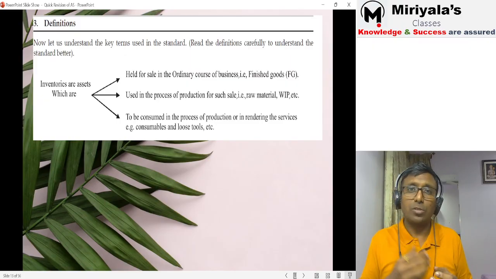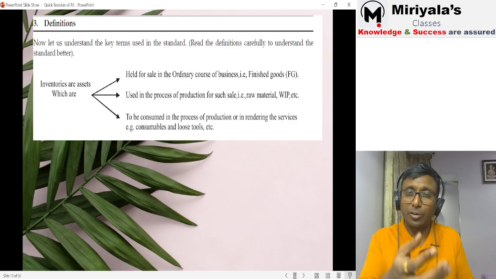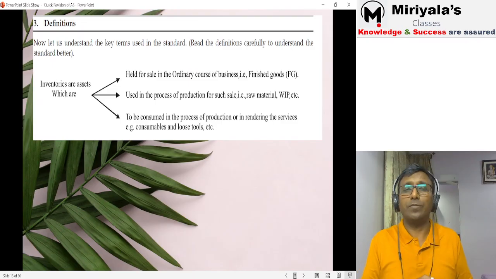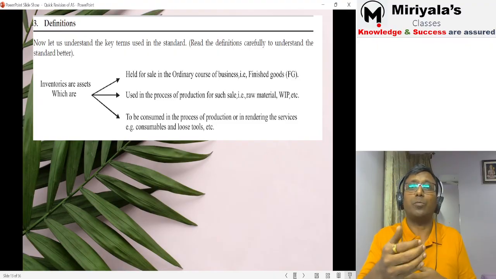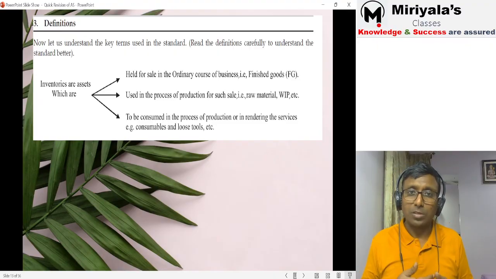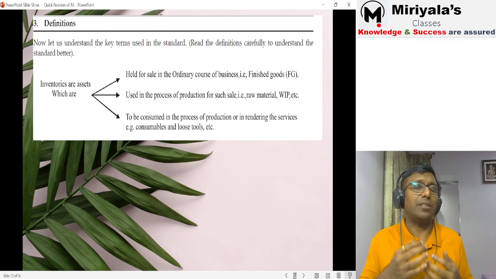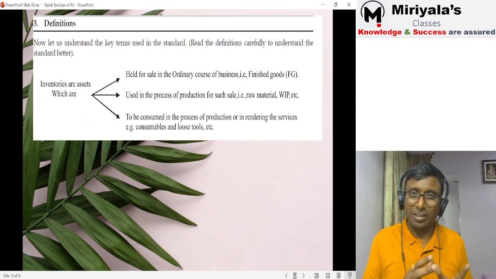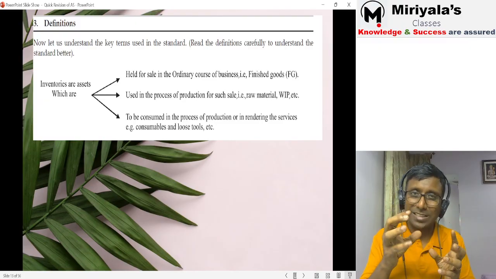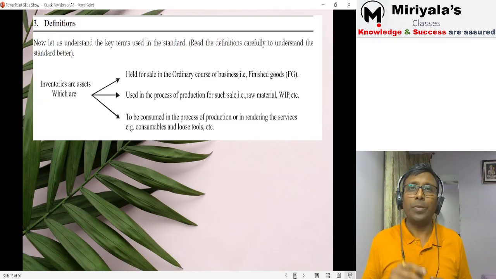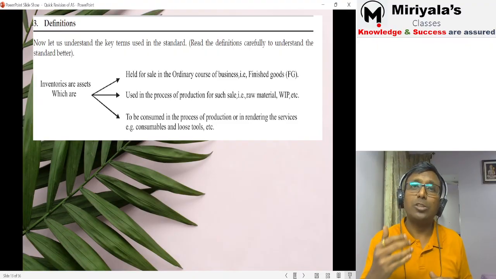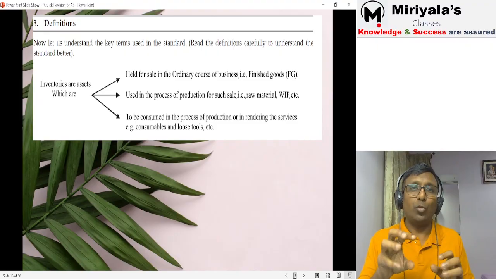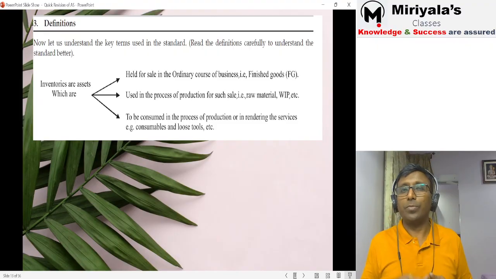Raw material will make into FG, WIP will make into FG. Next, inventories are those which are to be consumed in the process of production. What are consumables? That is consumable, use tools, etc. Those things are going to be part of inventory. See, if you have this exact knowledge of the definition, then only you will be able to answer those MCQs. Let them twist whatever way they want. If you don't know each word and everything, then you will get caught very easily.